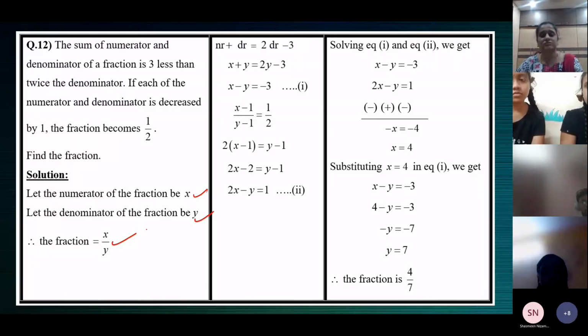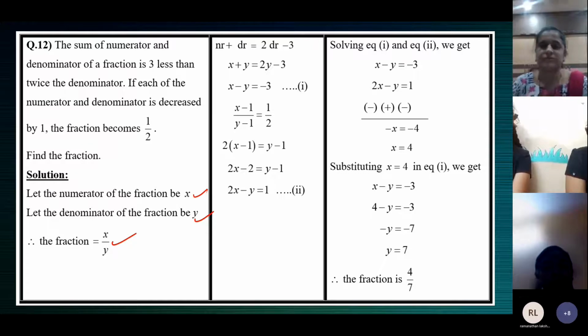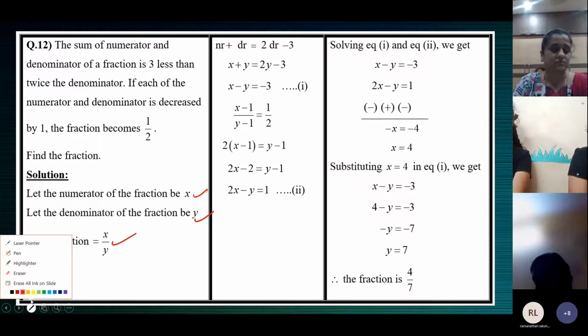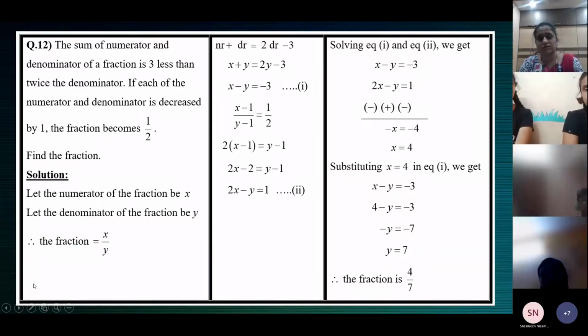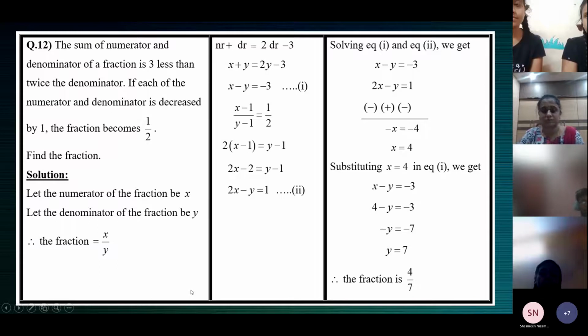Numerator, denominator, fraction. So solve the equations, find the values of x and y. x is 4, y is 7, and the fraction is 4 by 7. Take a picture, children.